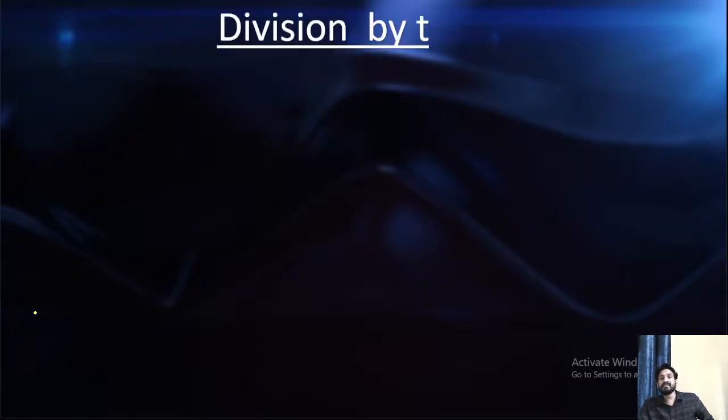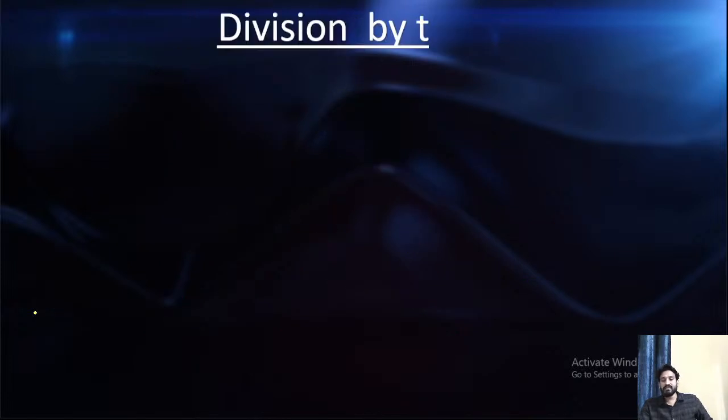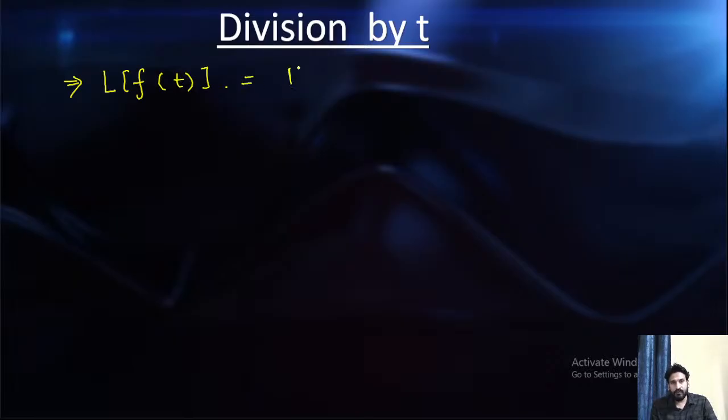Now the next property is division by t. This is my property number 5, which is multiplication by t, and here it is division by t. Let's see what is the meaning of division by t. Again, I have f of t, and the Laplace of f of t is F of s. Now I have to divide f of t by t. Is it clear to you or not? So I have f of t divided by t, and now you want to calculate the Laplace transform of this function.